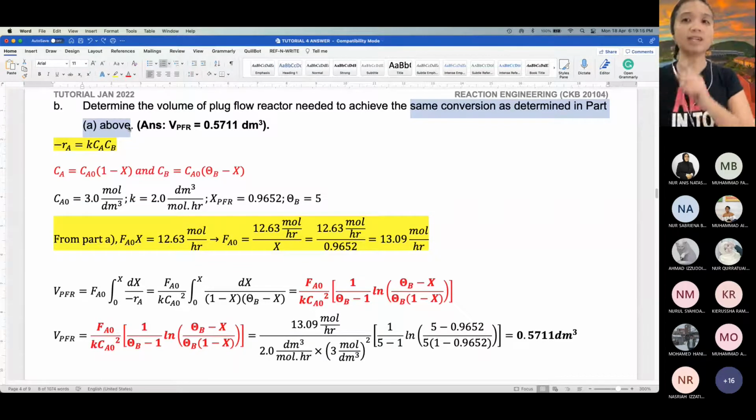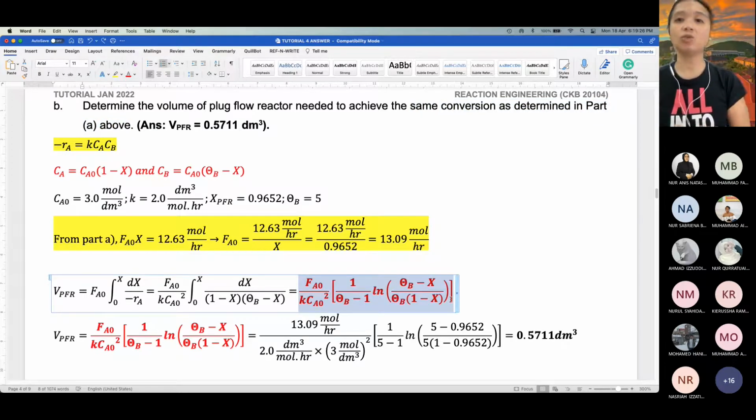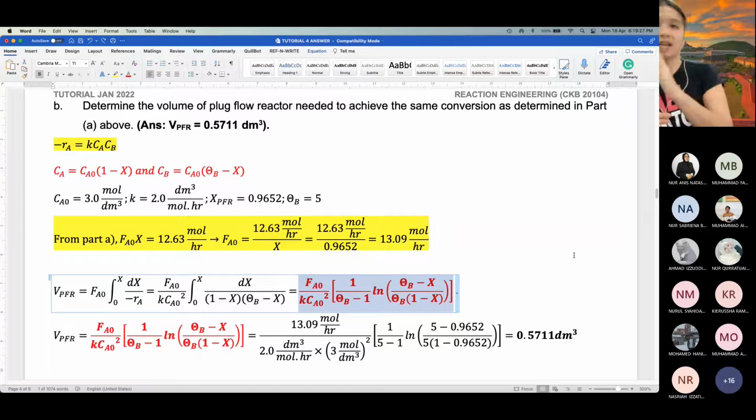Okay, so similarly, you have to find the equation. So now we have changed the reactor to PFR, liquid phase, rate law minus RA equals KCACB. So if you realize, there's only one equation that fulfills this requirement. Just one equation. So you check back, equation 2 is given as FA0 over KCA0 squared, in bracket 1 over theta B minus 1, ln of theta B minus X over theta B in bracket 1 minus X. So this is among the longest equations. So you have to find which equation to use. So that's one challenge: find the equation first.